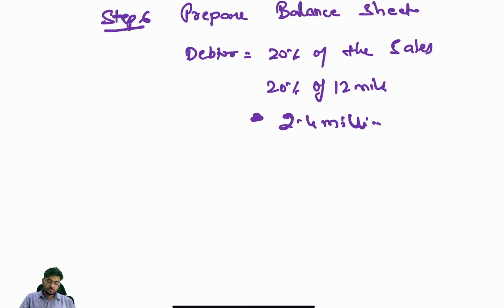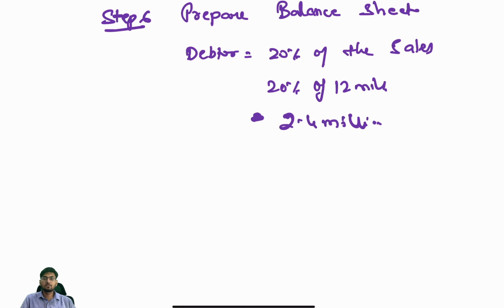Clear? Like this, you will identify all these elements. Suppose you are estimating the inventory and payables, so you can compare them based on your cost of goods sold, or you can compare them with your historical averages as well.